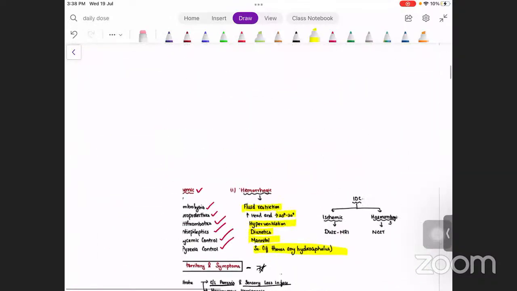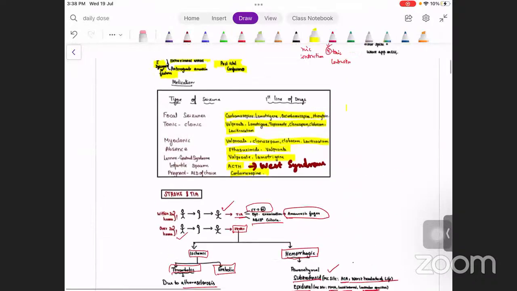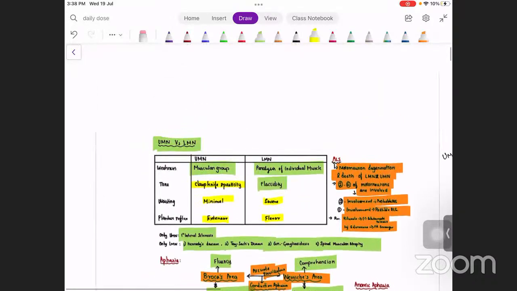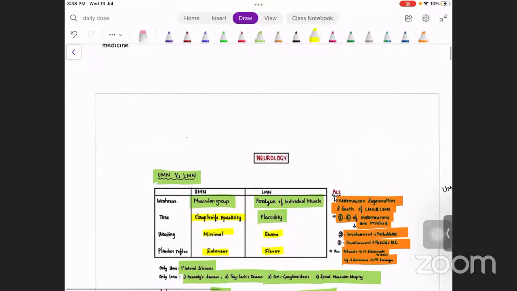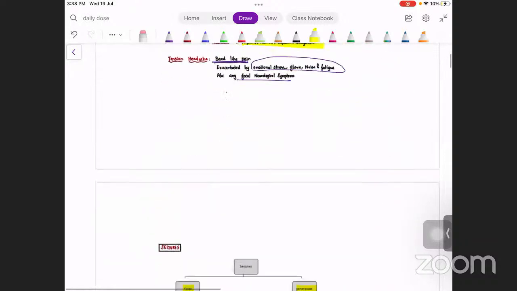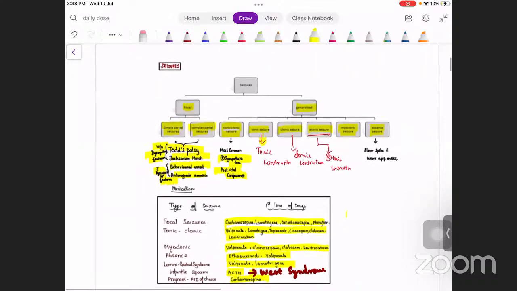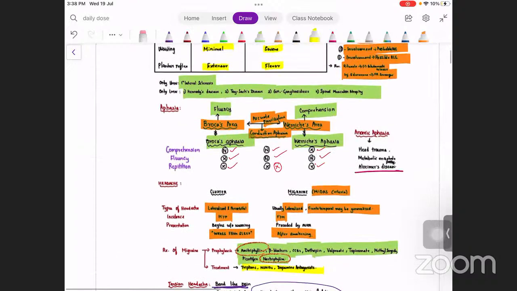With this, we are concluding our neurology. Speaking about neurology, we have talked about the UMN lesion, the LMN lesion, aphasia, and headache. We have talked about seizures, stroke, spinal cord disorders. And we have also talked about degenerative diseases. So entire neurology has been completed, most of the portion.